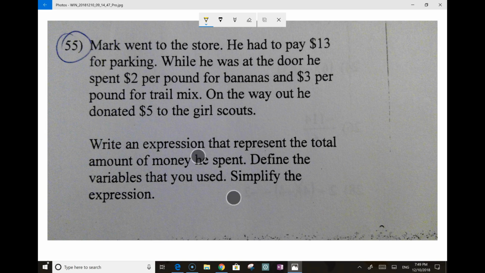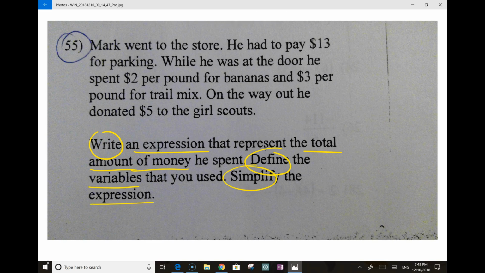So our task is to write an expression that represents the total amount of money that he spent. So total amount of money that was spent. We have to also define the variables that were used, and then we have to finally simplify the expression. So we have 3 tasks that we have to accomplish here. Whatever I circled is what we have to do before we can say that we are done with this question.